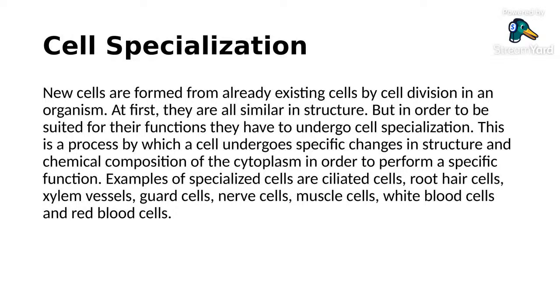They were just similar. But for you and I to have different organs, there's need for the cells that are making up these organs to be specialized. That is why cells have to undergo the process of cell specialization to form different parts of the body.